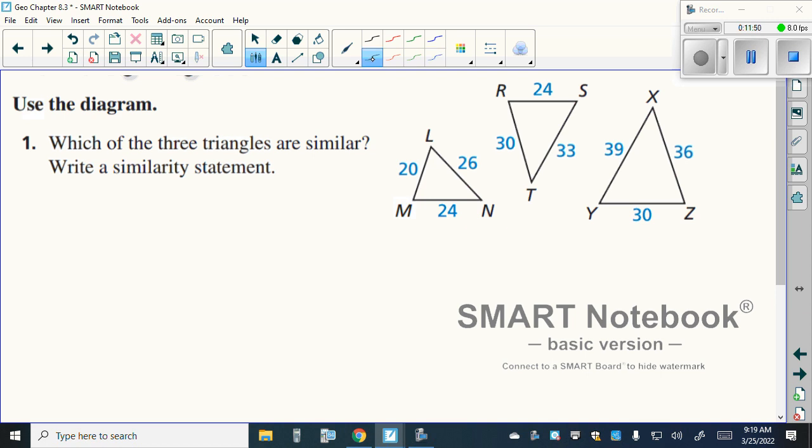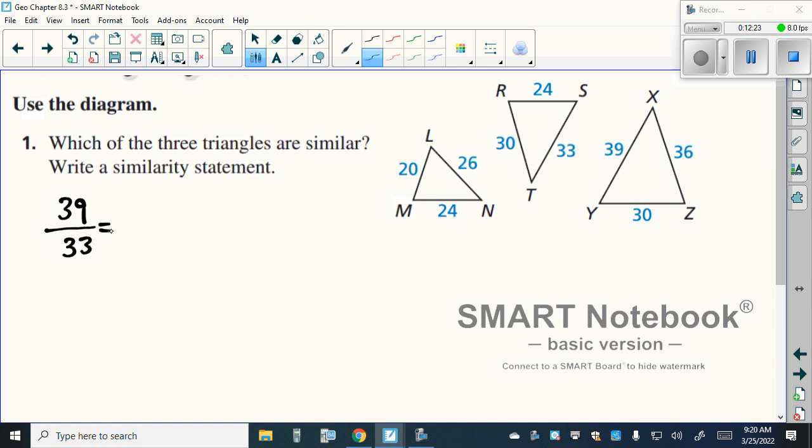Give me one side length to start with. 39? So we're starting off with our XYZ. Okay, so we can look at XYZ and STR. Now 39 is the smallest, middle, or biggest? Biggest. So for RST we need 33.